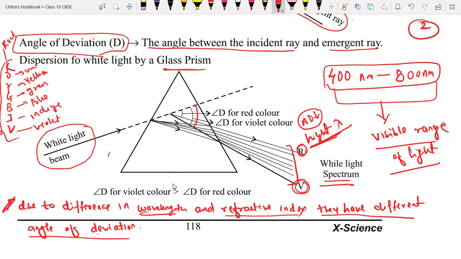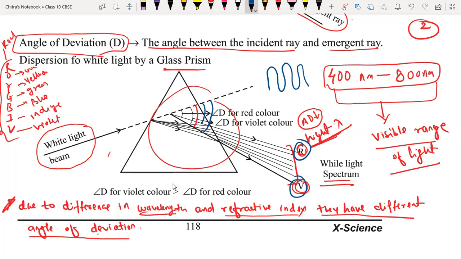You can observe this from the diagram itself. Wait a second, let me change the color of the ink. See, if you measure from here to here, this is the angle of deviation for the red color, and if you measure from here to here, that is the angle for the violet color. So the angle of deviation for violet is higher as compared to red. And for wavelength, the wavelength of red is higher and violet is lower.